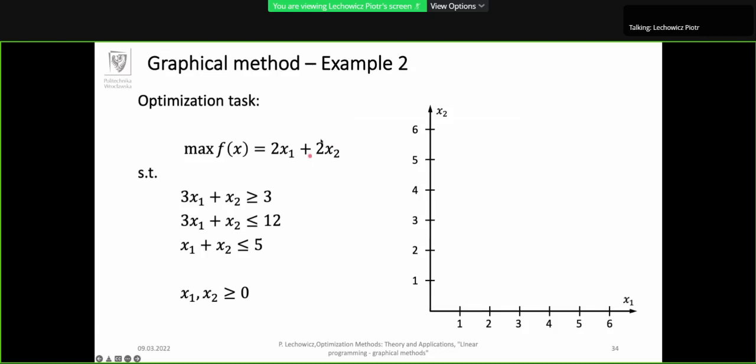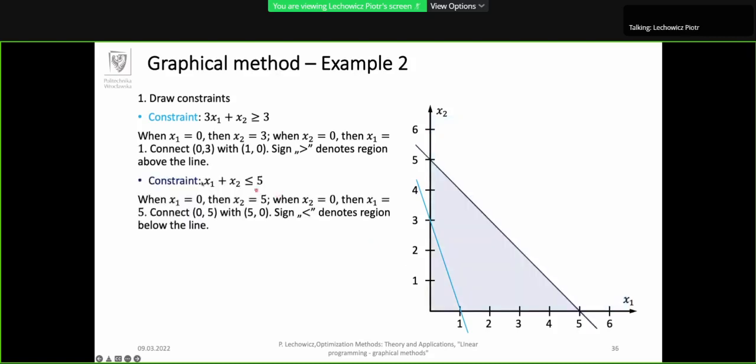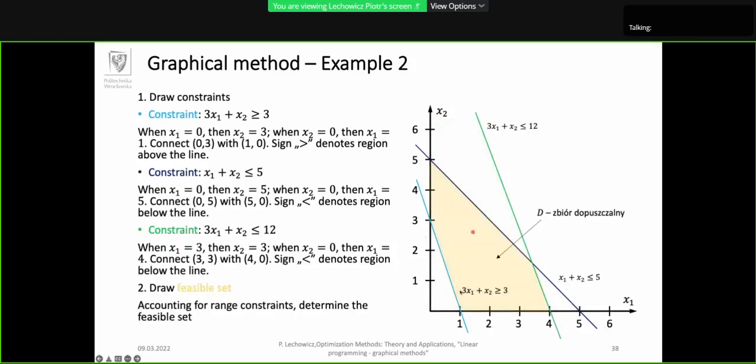We have a maximization problem. The goal function is 2x1 plus 2x2. We have a set of constraints, and the steps are the same. We are considering the first constraint. We are evaluating 2 points which satisfy the equality for this constraint, and then we are checking the sign. It's greater or equal, so it means that it's the right-hand side of the line. We are checking another constraint. Again, calculating 2 points, connecting them, checking the sign. So we are interested in what is below the line. The third constraint, a similar process. So we have our feasible set here.